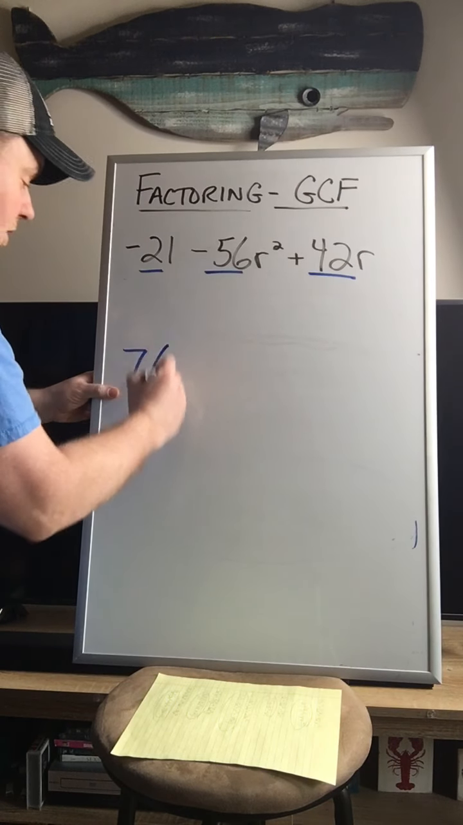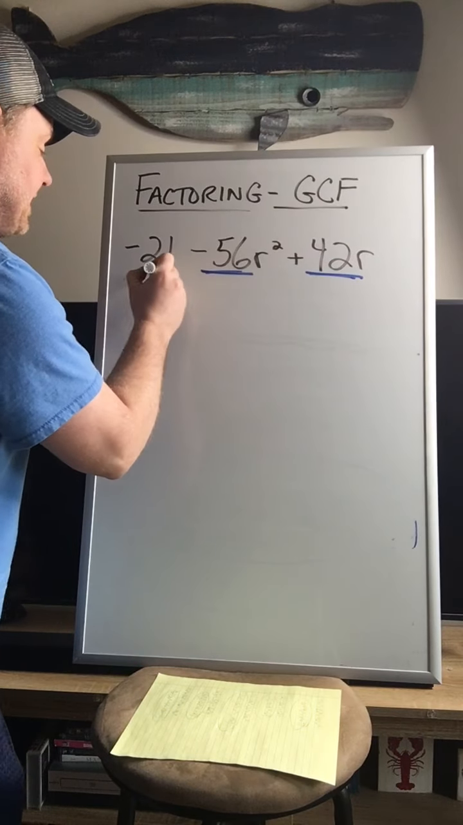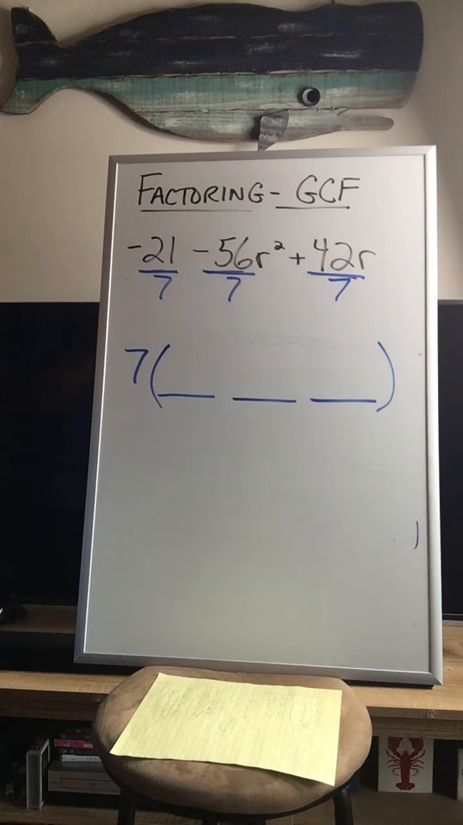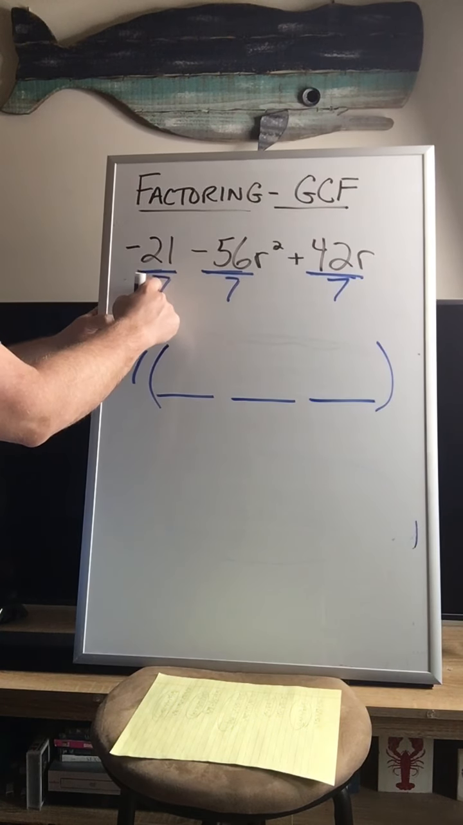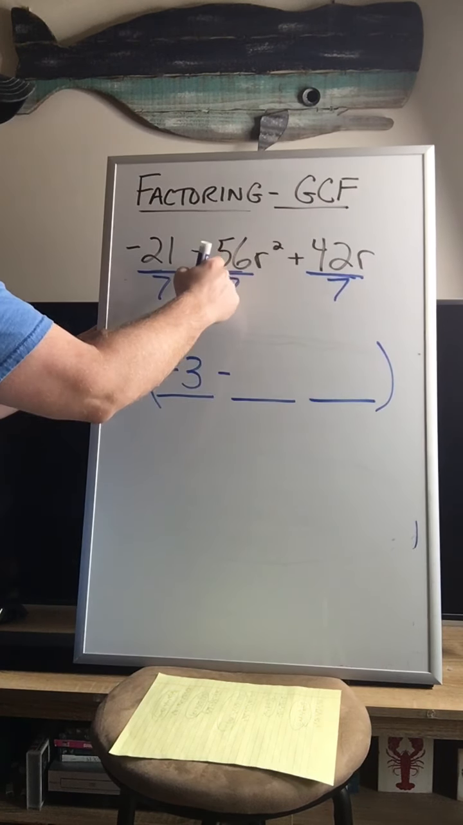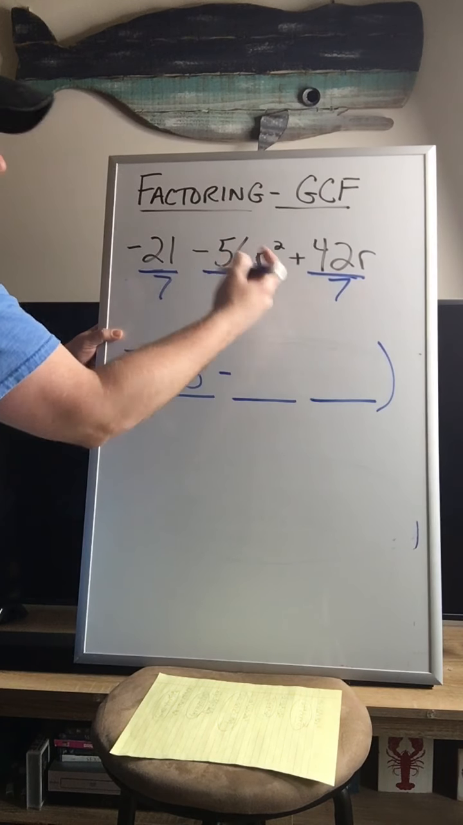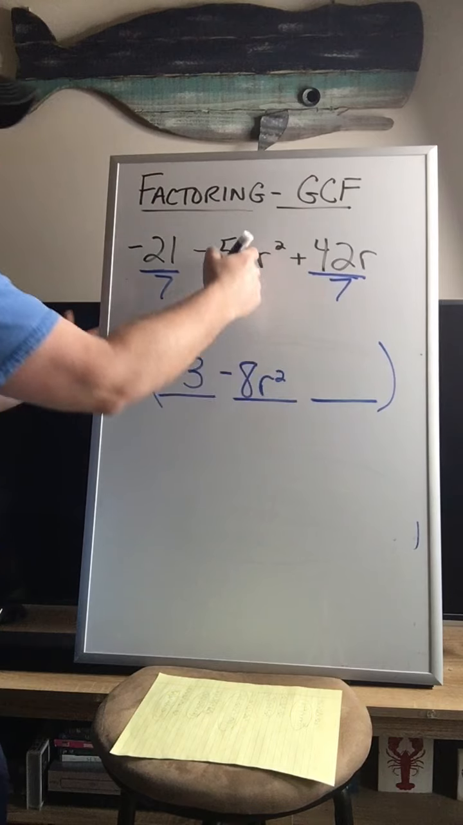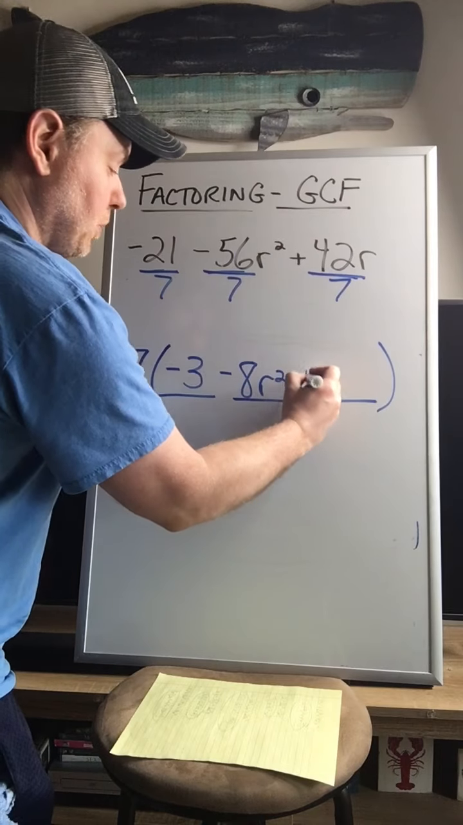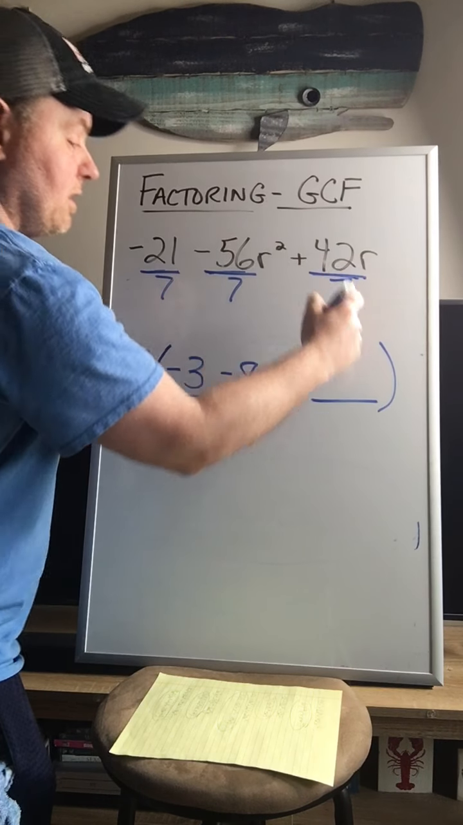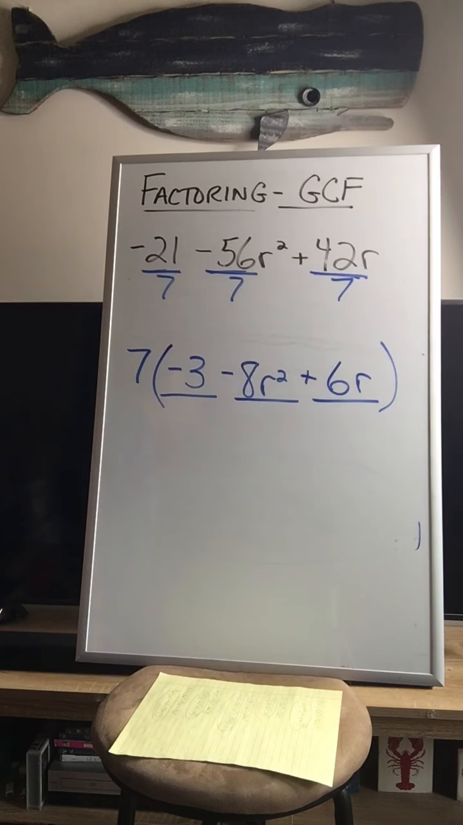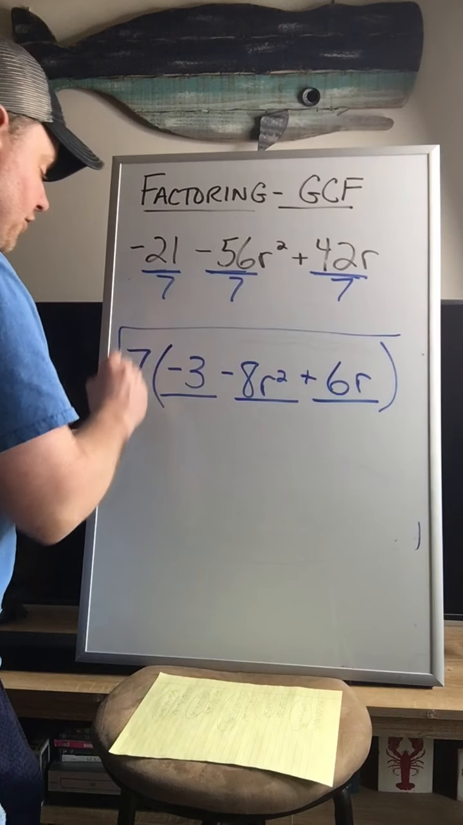So what I'm going to do now is divide all three of these by 7 to get my remaining trinomial. Negative 21 divided by 7 is negative 3. And then I've got a minus sign. 56r to the second divided by 7 would be 8r to the second. The variable isn't going to change at all because you're only dividing by the number. And then here it'll be plus 42 divided by 7 is 6. And the r is still going to be there because there was nothing to divide out with it. So this is our final factored answer.